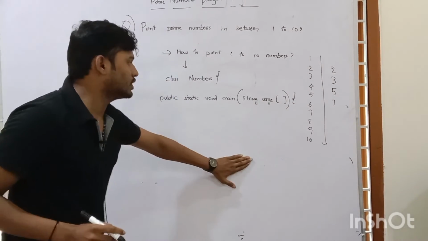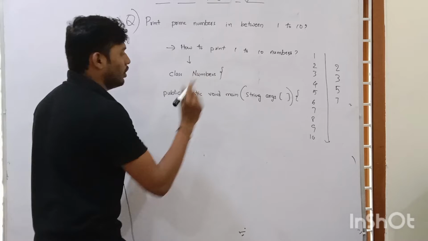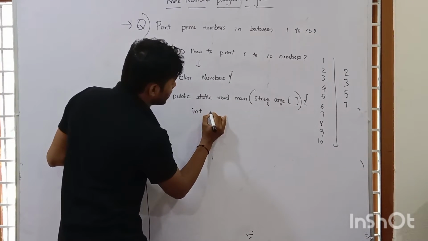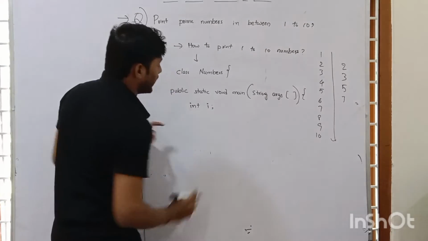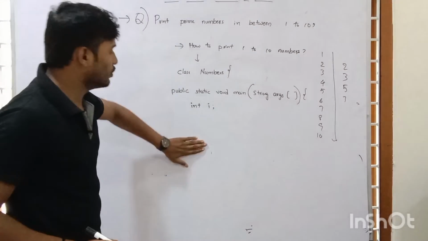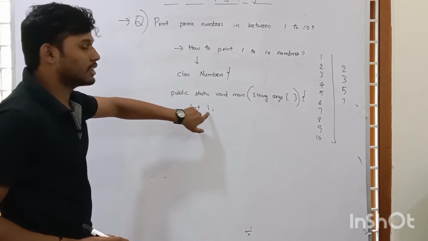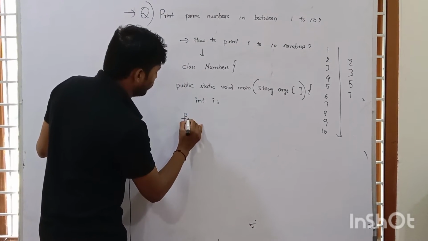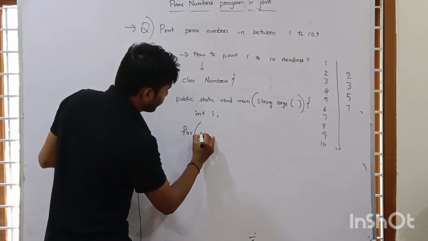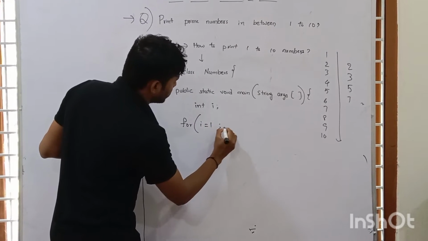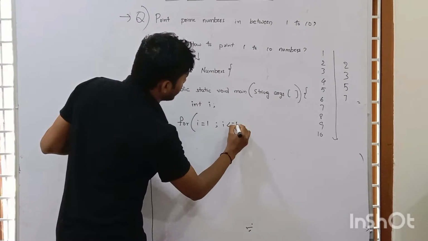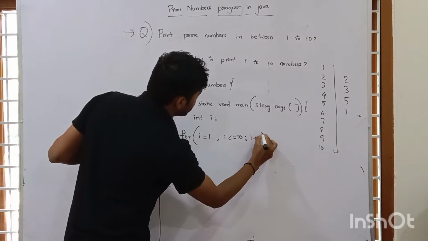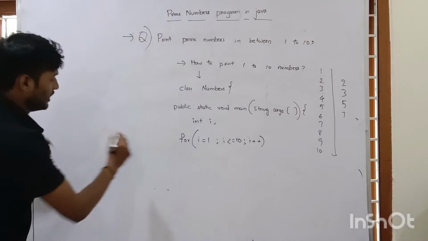Here I am using one for loop to print the whole numbers. First I declare a variable, int i, which is a declaration without giving a value. Then I use the for loop: for i equal to 1, i less than or equal to 10, i plus plus.